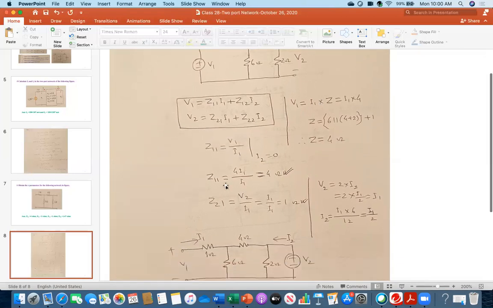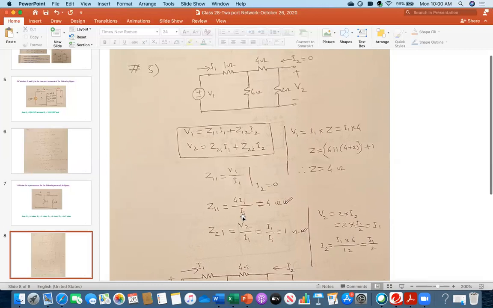And then I wrote G11 as 4 I1 over I1. I1 cancelled, so this is 4. Next, you see G21 is V2 over I1. What is V2 here? Because I2 is 0, V2 is the current flowing through this resistor multiplied by 2. So now you have to apply the current divider rule.